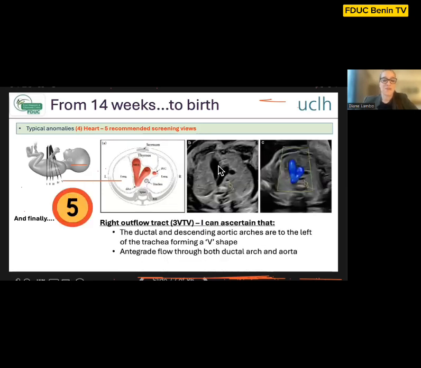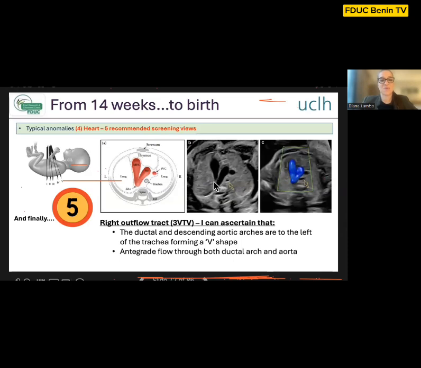And then finally, your right outflow tract. So this is your 3-vessel and trachea view. So I've confirmed the aorta comes from the left, the pulmonary comes from the right. There's bifurcation of the pulmonary artery. The vessels are correctly aligned. What I'm then looking to see is the direction of the ductal and the aortic arches, okay? And then what you can see is this sort of V-shaped sign.